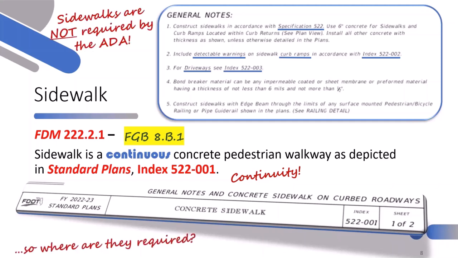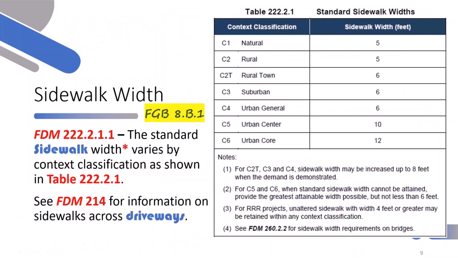Now, I wanted to mention, because this is a common misunderstanding of many folks, but sidewalks are not required by the ADA. But where they are required is according to DOT policy, which is not driven by ADA regulation and requirement, but is actually just a function of DOT policy. So for more information on where sidewalks are expected to be per the FDOT, then I would encourage you to read further into Chapter 222, but we're not going to address that policy in today's webinar.